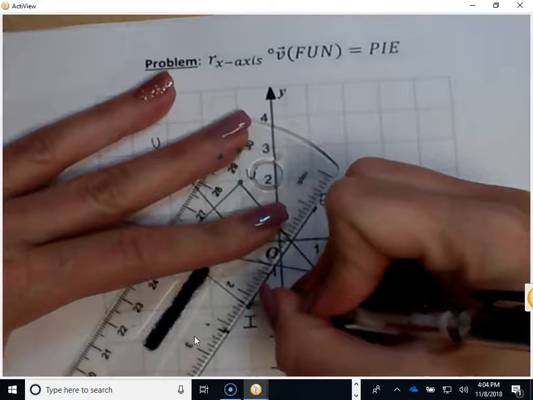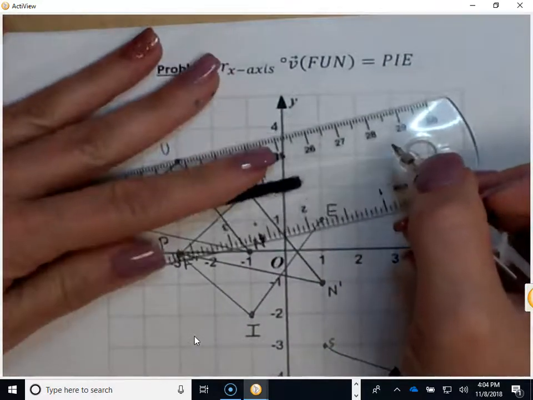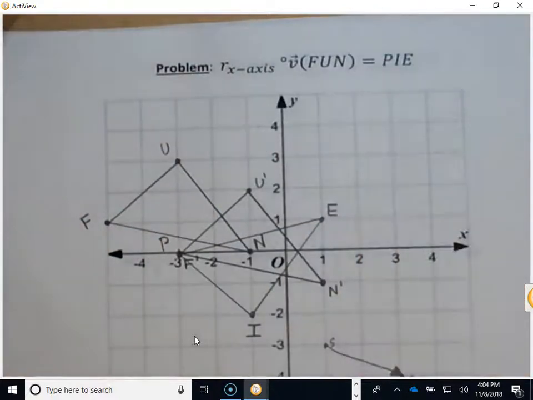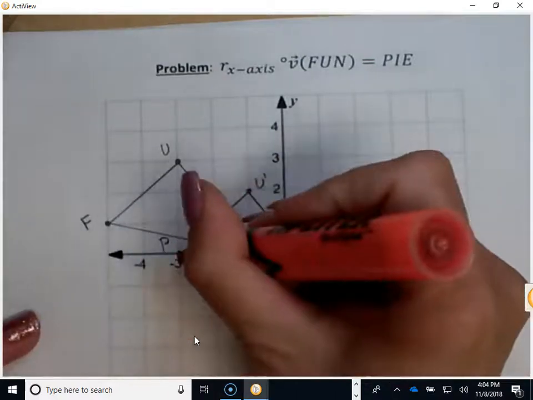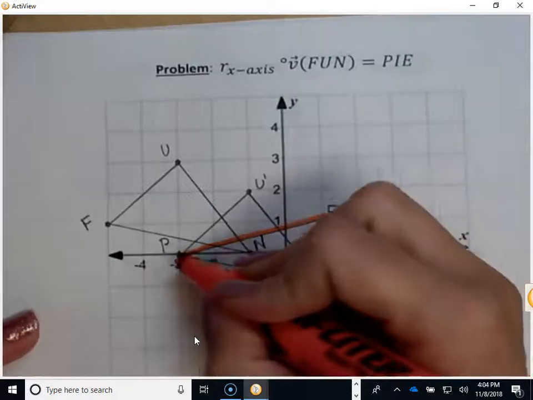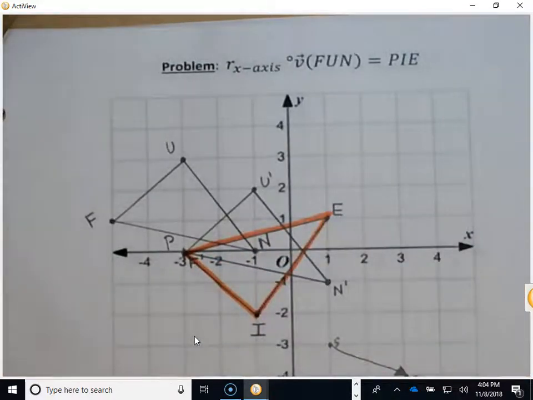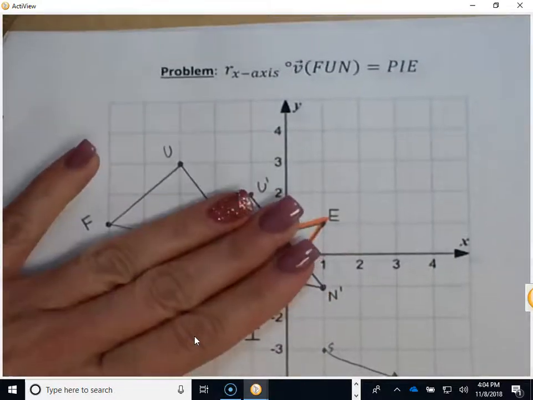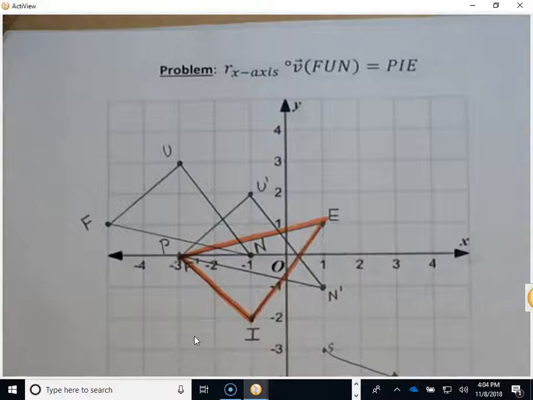And this is why we use a highlighter, because we've got a lot of lines on this page, and we want to be able to tell the difference between our pre-image and our image. And there we go. So we slid that image this direction and then reflected that image across the x-axis. Alright.